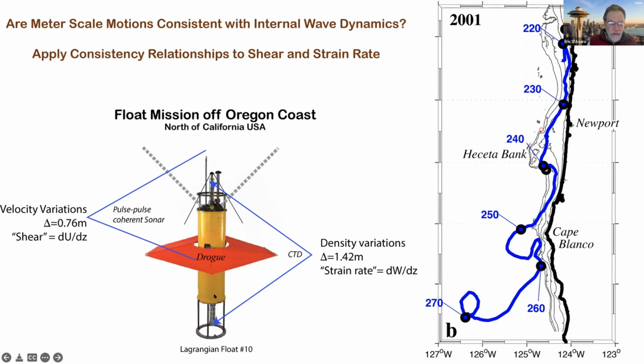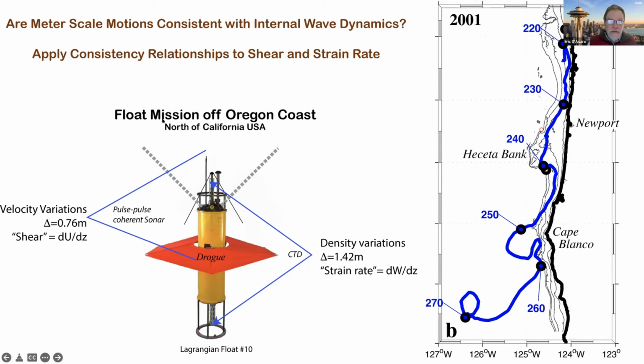And this was, again, fairly old data. We had a float, and it had density measurements in the top and the bottom. So by looking at the difference between those and the variation of the difference over about a meter, you can measure dW/dz. It had what's called a pulse-pulse coherent sonar on it, which gives you velocity up here. And that velocity is relative to the float. And so that gives you a shear of du/dz of a difference also of about a meter.